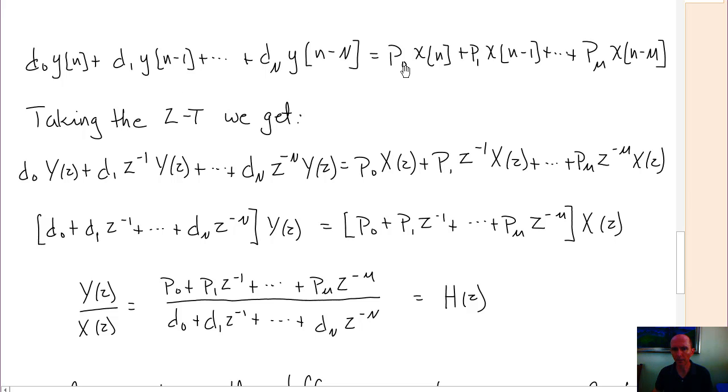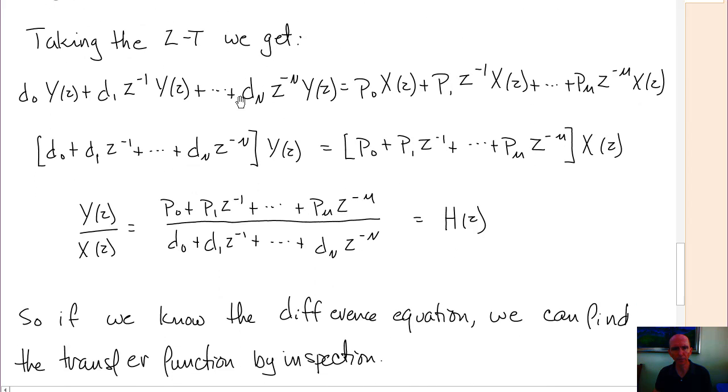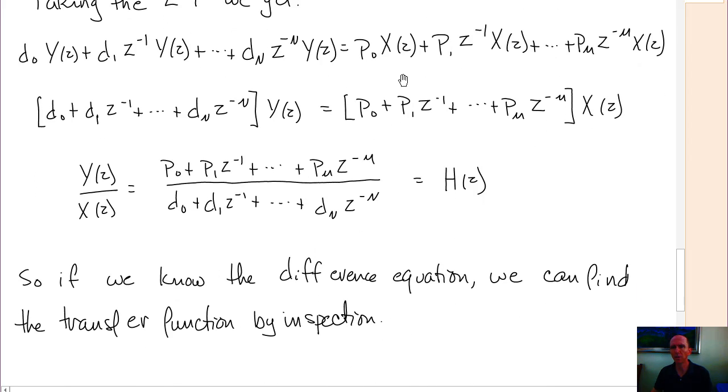We do the same thing for the right-hand side, multiplying by constants. x of n becomes X of z, and we have shifted values of x, so we have multiplications by z to the minus some power. And we get this equation in the z transform domain. Now, all of the terms here are in terms of Y of z. On the other side, all the terms have at least one X of z. So we factor out Y of z, we factor out X of z, and then if we solve for Y of z over X of z, we get this here.